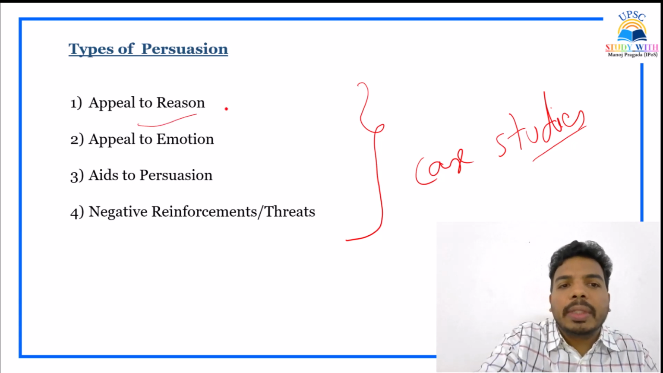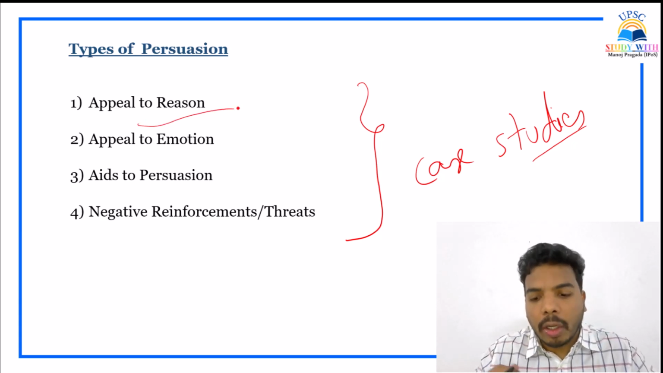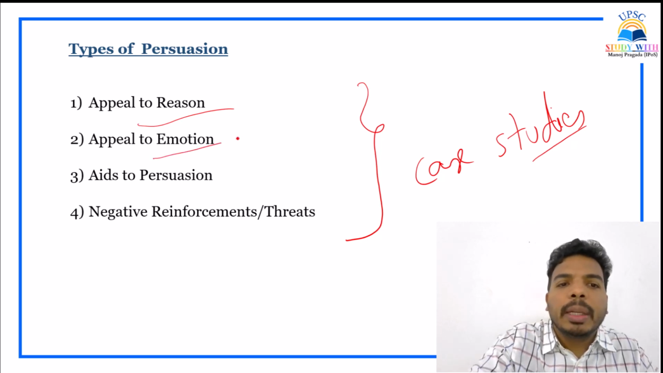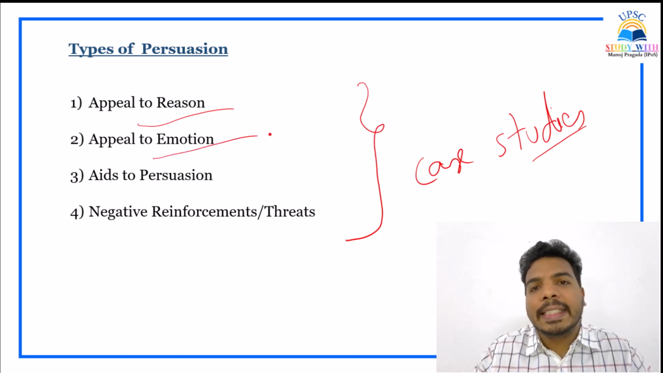First is appeal to reason. Based on logic, based on argument, based on facts, figures, you will change his attitude first. Any person's attitude, any individual's attitude. Second, appeal to emotion. You can appeal to his or her emotions. You can quote certain verses or religious quotes.